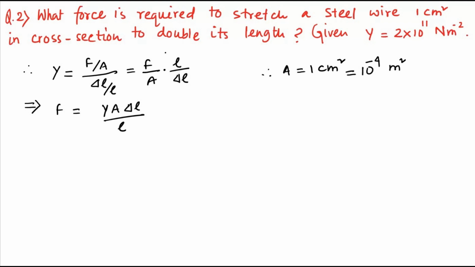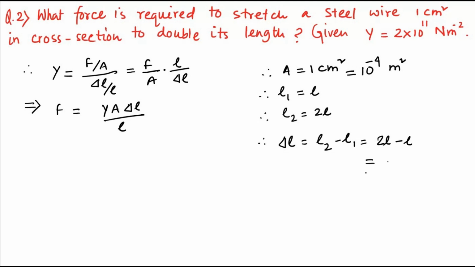Okay. Now according to this question, suppose the initial length L1 is L and the final length is 2L, because in this question they have asked what force is required to stretch a wire in a cross section to double its length. That means L2 is equal to 2L. Now from here we can say that the change in length delta L is equal to L2 minus L1, which is equal to 2L minus L.